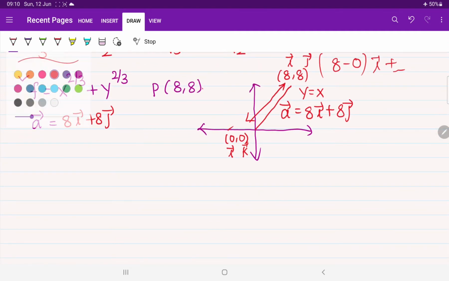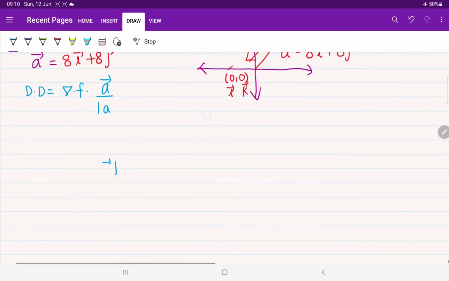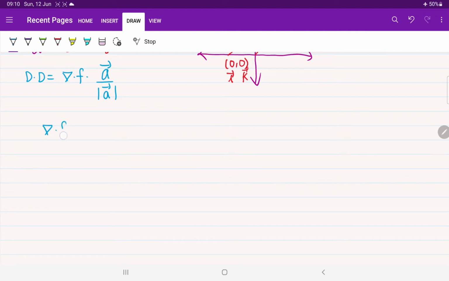What you have to do? We have to identify the directional derivative. Step number 1. Directional derivative formula is gradient of f dot a vector by mod a vector. So here you know how to define the value of gradient of f. This can be defined as dou f upon dou x into i vector plus dou f upon dou y into j vector, plus dou f upon dou z into k vector.